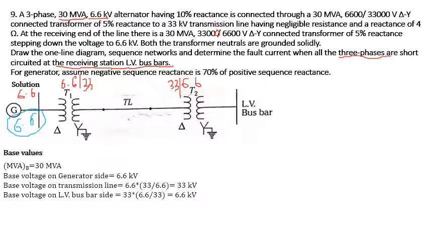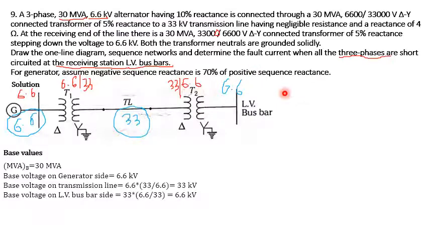Similarly on the transmission line side, the base voltage on the HV side is equal to the LV side base voltage multiplied by the high voltage rating of the transformer and divided by the low voltage rating of the transformer, that is 33 kV on the transmission line side. Similarly, on the motor side, means on the bus bar side, the new value is 33 kV multiplied by the low voltage rating divided by the high voltage rating of the transformer, which is 6.6 kV. So the old value is 6.6 and the new value is also 6.6.